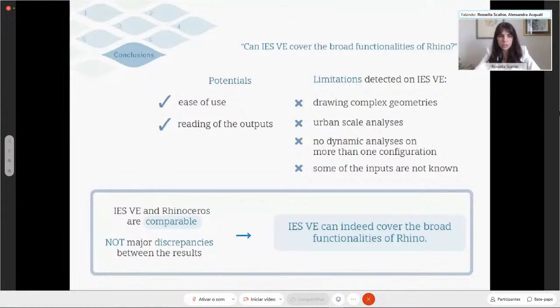So as a conclusion, we can state that ISV and Rhinoceros are comparable for daylight analysis, because we did not obtain major discrepancies between the results. Therefore, ISV can cover the broad functionalities of Rhino.